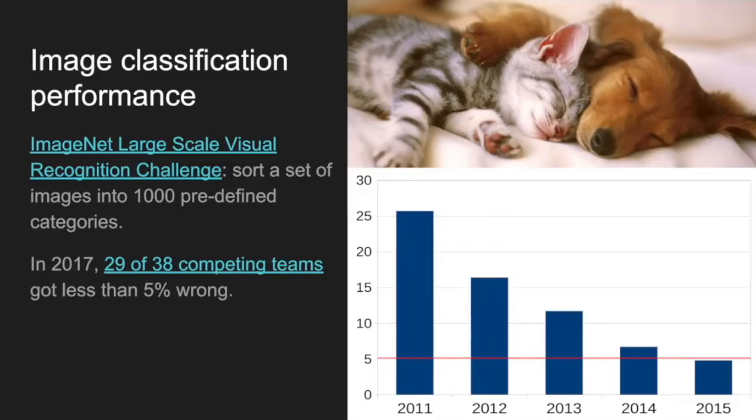Each year, this error rate decreased by close to half, which is an amazing rate of progress. Finally, in 2015, the error rate got lower than human. So we had a computer program classifying images better than a human does. Now, in 2017, one of the more recent competitions, more than half of the teams got fewer than 5% wrong. So now machines are routinely beating humans at this task. Pretty impressive.